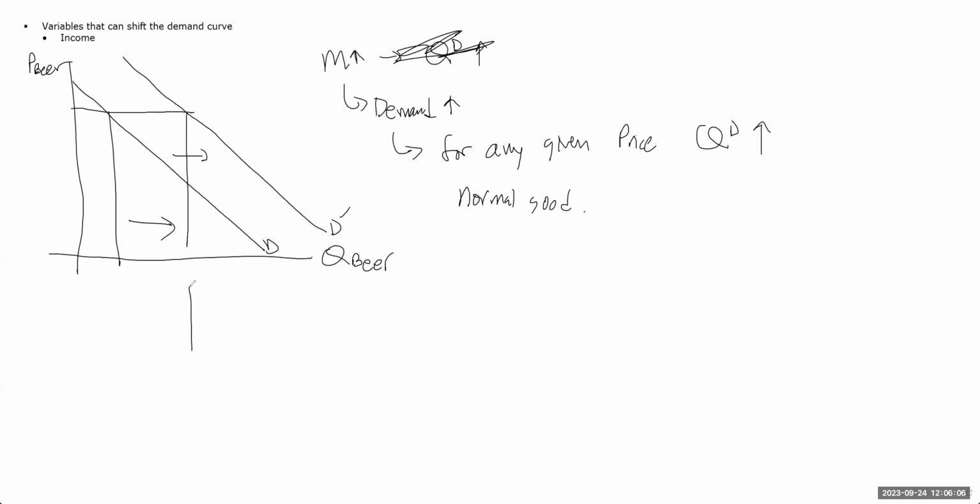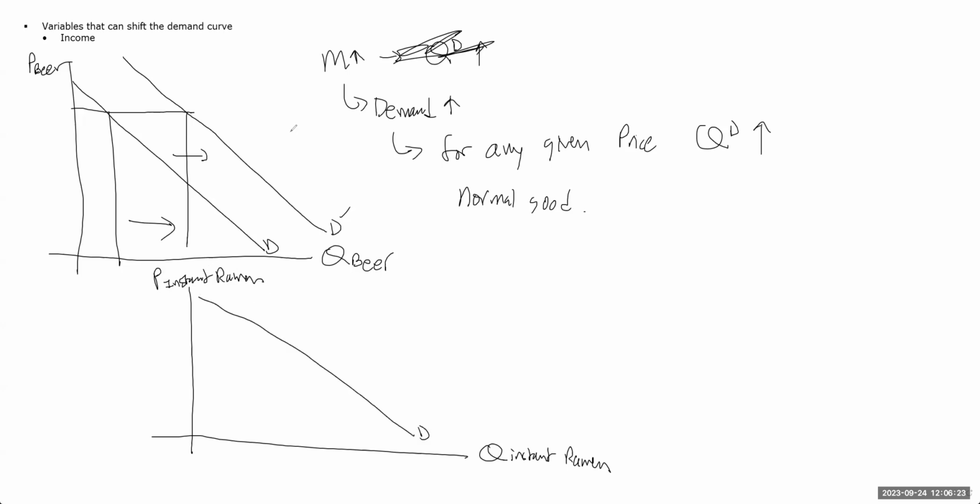Now, we talked about ghetto or inferior goods. Here's quantity of instant ramen. Here's the price of instant ramen. And here's the demand curve for instant ramen. Okay, so this is the market for instant ramen.